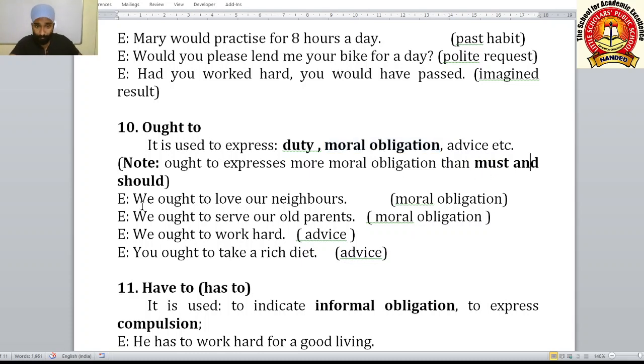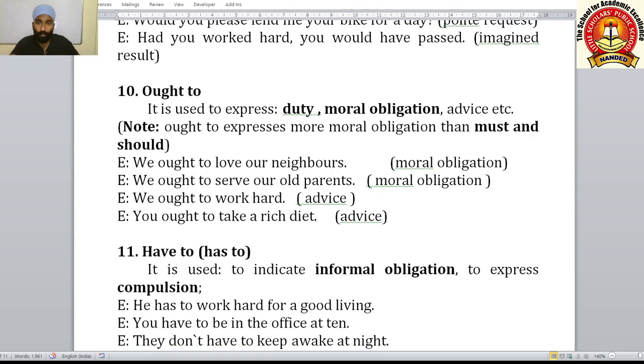Now, examples. We ought to love our neighbors. This is moral obligation. We ought to serve our old parents. This is moral obligation. Thereafter, we ought to work hard. This is advice. We should work hard, we ought to work hard, same. You ought to take a rich diet. This is also advice. This way we use ought to.